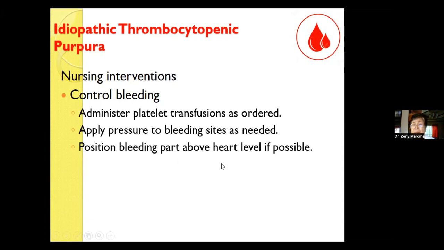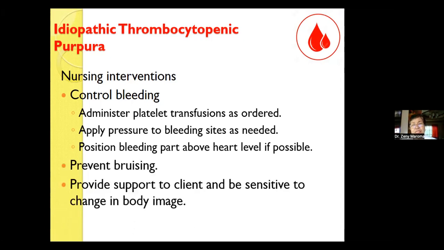Position the bleeding part above heart level if possible. Administer platelets as ordered. Pag nagbigay tayo ng platelets, fast drip. All right. Prevent bruising, gentle handling of the patient, huwag panggigilan ang pasyente, and provide support to the client and be sensitive to change in body image. One of the diagnoses is alteration in body image. Another, high risk for bleeding, high risk for injury, risk for bleeding.